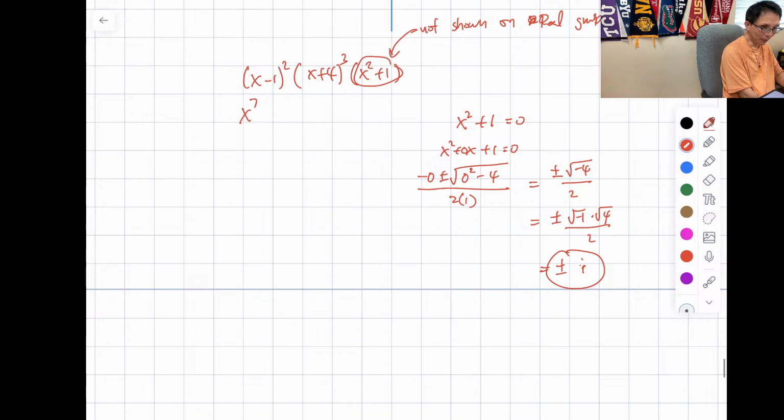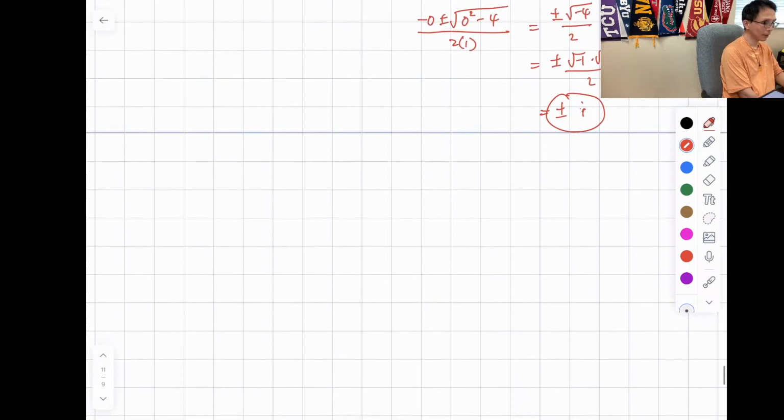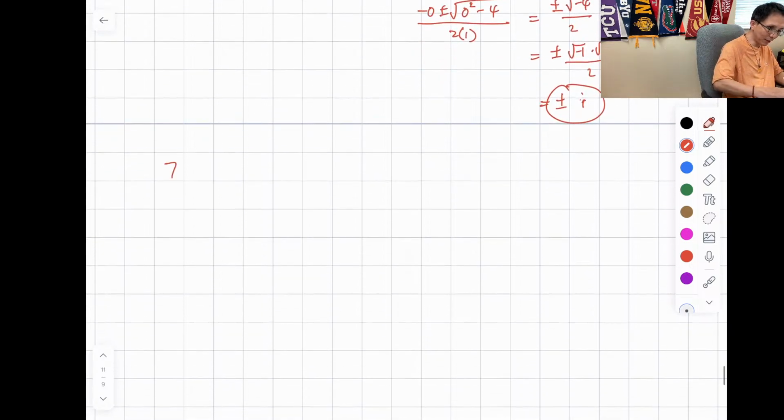So today's homework was a little bit tricky. I say there is a 7th degree function.